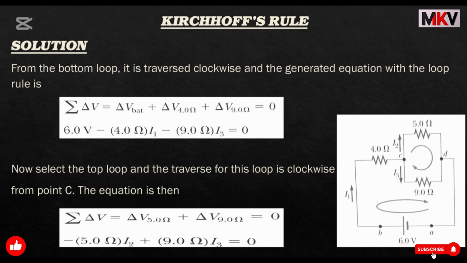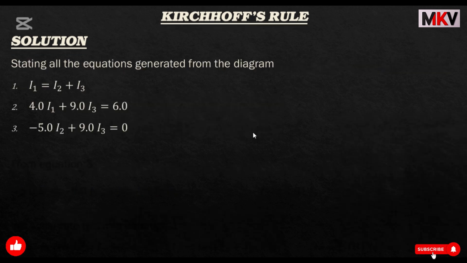Now let's bring them together, then solve them simultaneously. Stating all the equations, our equation 1 is I1 equals I2 plus I3. Equation 2: 4 times I1 plus 9 times I3 equals 6. The 6 is the potential difference from the battery; we made it the subject because all of them were equal to 0 and it was minus, so we just brought it up. Then our third equation is minus 5 times I2 plus 9 times I3 equals 0. So we stated all the equations that we had from the loop and the junction rule. Let's solve them simultaneously.